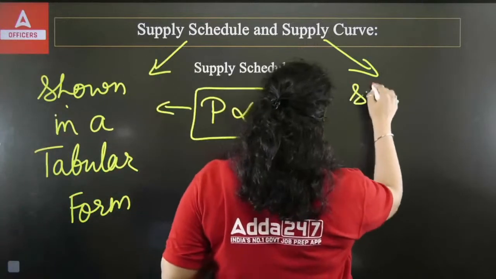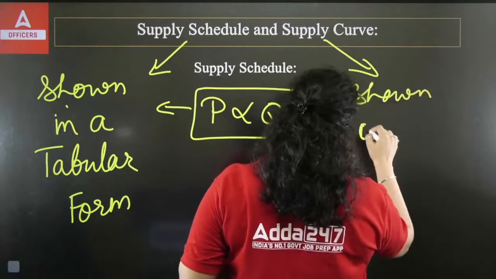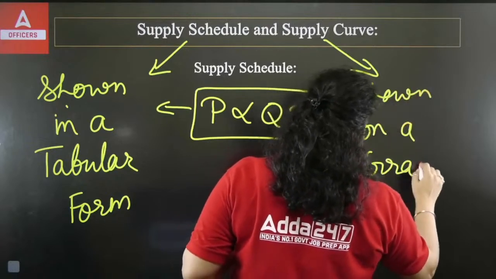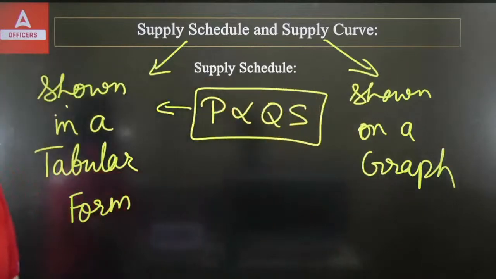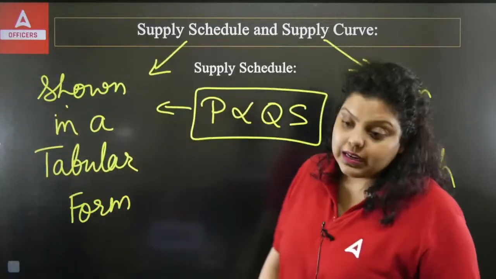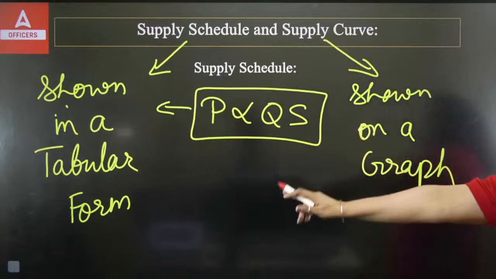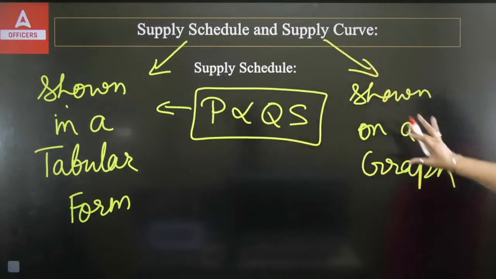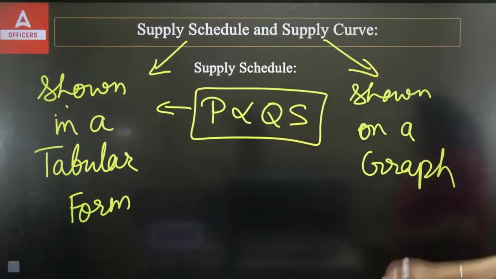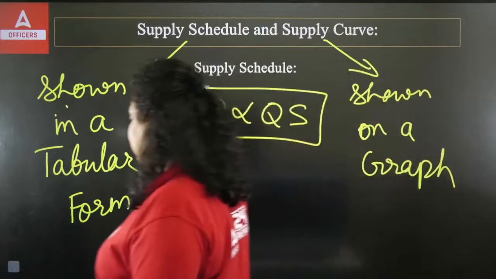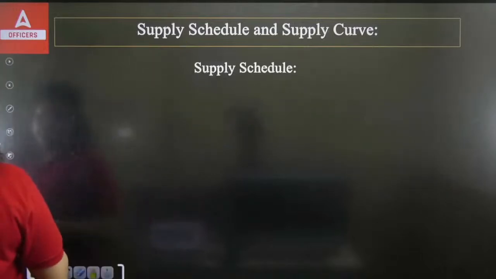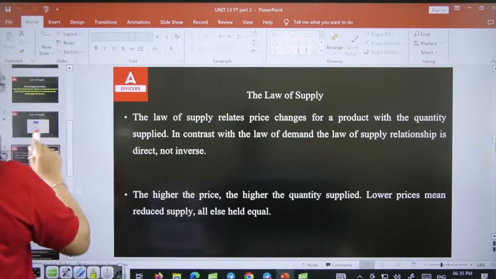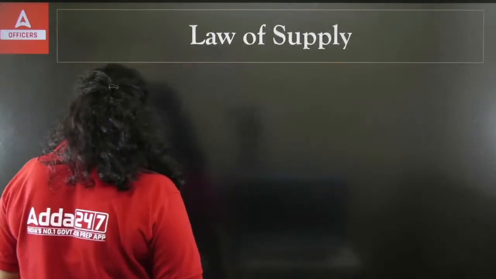And if the relationship between these two is shown on a graph, then that will be known as your supply curve. So you are showing the relationship between price and quantity supplied. If that relationship is on the table, that's a supply schedule. If that relationship is on the graph, that is known as your supply curve. I hope it is clear to all of you how you represent the relation between both, which defines what the supply schedule and supply curve actually are.